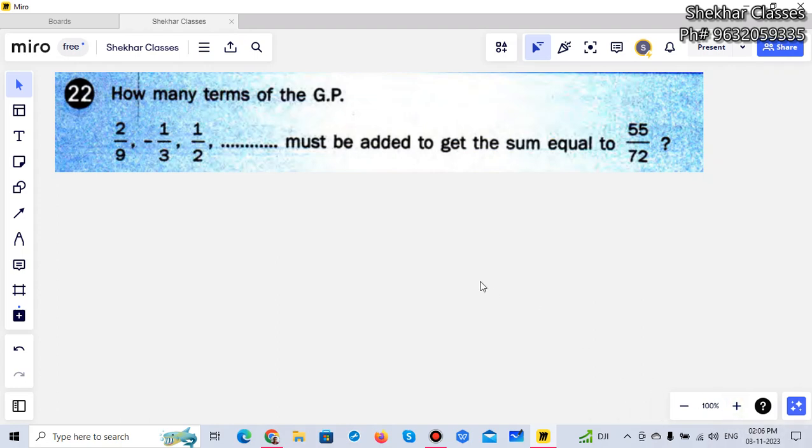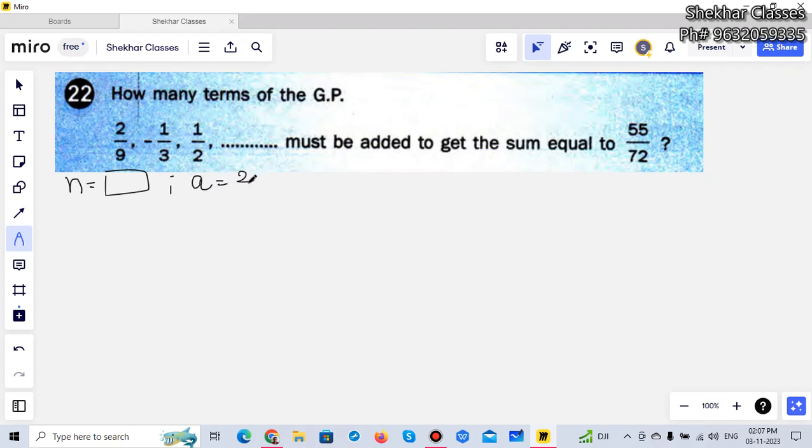How many terms of the GP? The GP is 2 upon 9, minus 1 upon 3, 1 upon 2, and so on and so forth. It must be added to get the sum equal to 55 upon 72. So how many terms means n is a question mark.